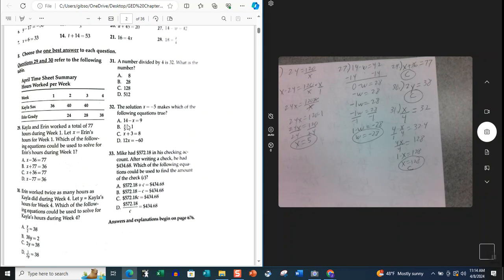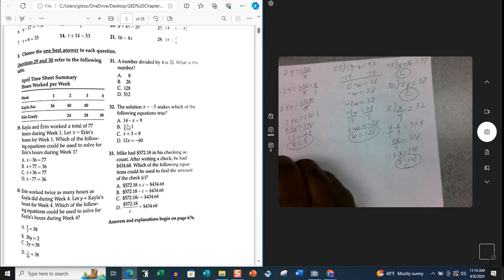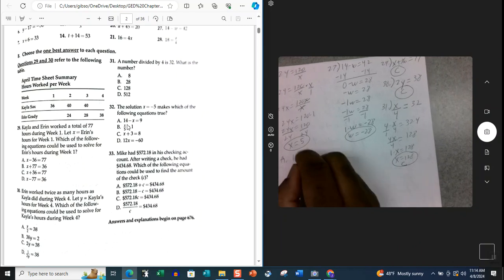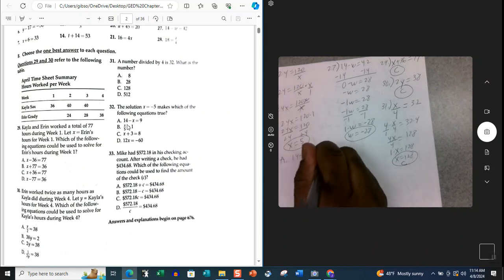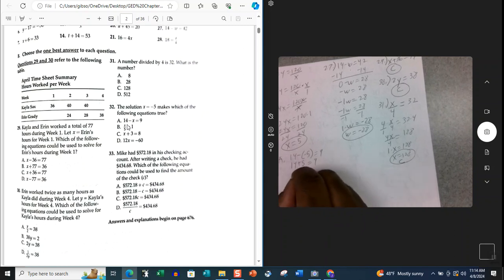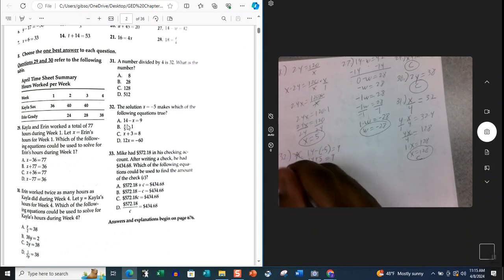Now we look here at A. Now A I'm going to have to write out. So this is 32. Now we look at A. It'll be 14 minus, and they tell us that X is negative 5. Now we know minus a negative will give us a positive. And 14 plus 5 we know is 19. And we know that doesn't equal 9. So we know A doesn't work.